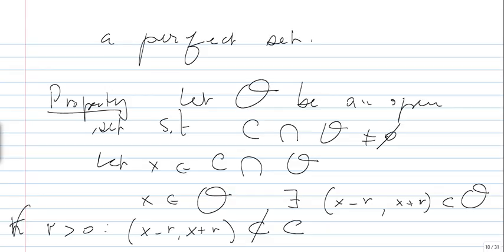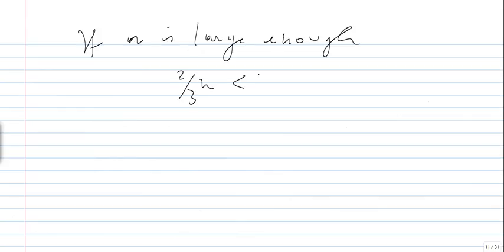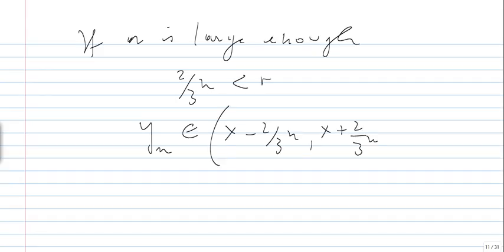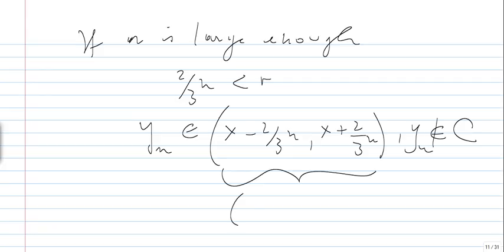And the reason is because we said we can find what? Points, these yn's, which are as close as we want from x, that are not in C. So if n is large enough, we are going to have 2 over 3 to the power n less than r, and that yn, which belongs to (x minus 2 over 3 to the power n, x plus 2 over 3 to the power n), does not belong to C, and this interval can be inside (x minus r, x plus r) for any r positive.